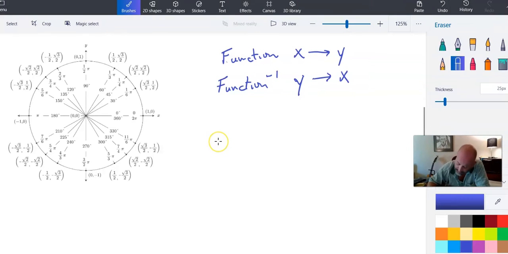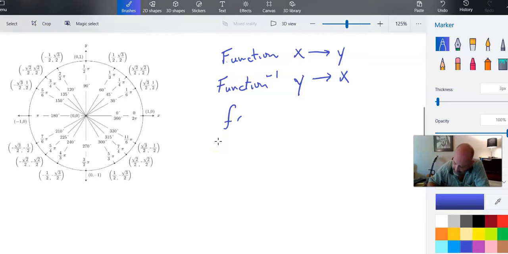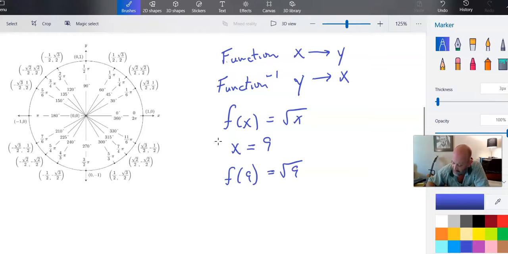For example, if I have a function f of x is equal to the square root of x, right? So if I look at x equals 9, then I'm looking at f of 9, which is the square root of 9, which is 3, right? So that means it takes 9 and maps it to a 3.